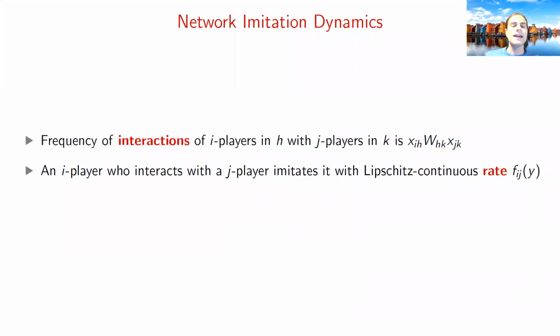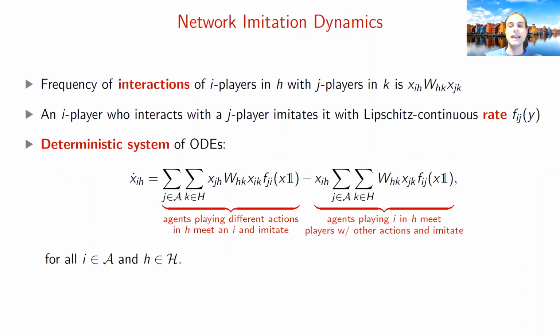Okay. And then when an i player interacts with a j player, we assume that the i player imitates the j player and so switches its choice from i to j with a Lipschitz continuous rate F_ij. And these rates F_ij define the characteristics of the network imitation dynamics. So now that we have all the ingredients, we can just say that the network imitation dynamics is a deterministic system of ordinary differential equations where we have one equation for each entry of the system state matrix.